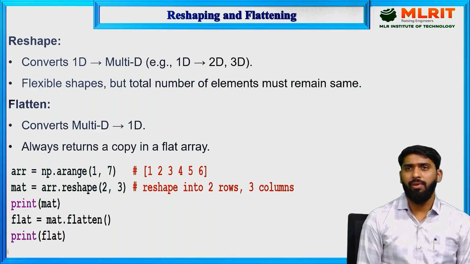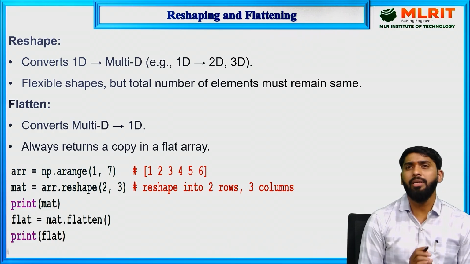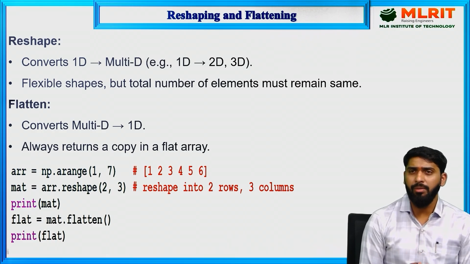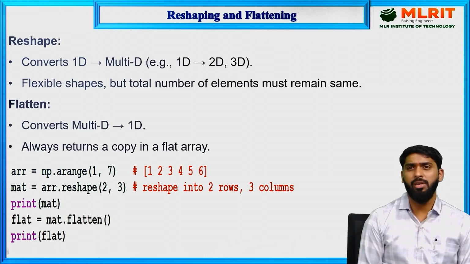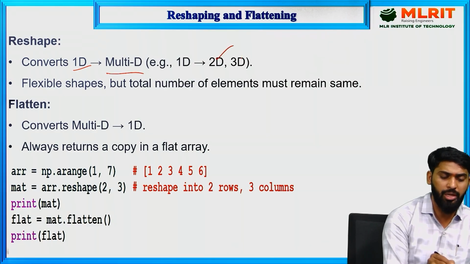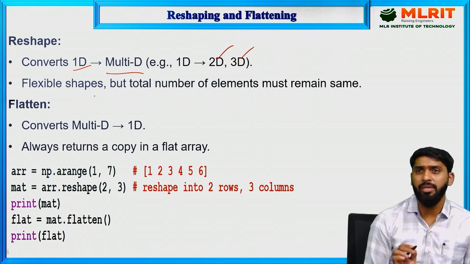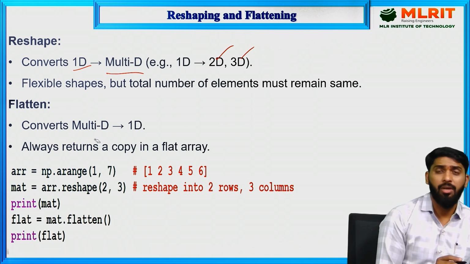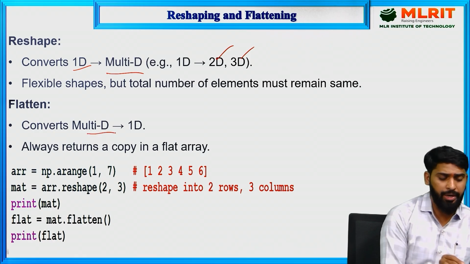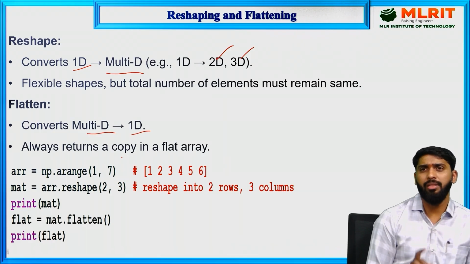Reshaping and flattening. Reshaping means converting a 1D array into a multi-dimensional array. Flatten means converting a multi-dimensional array into a one-dimensional array. Reshape converts a 1D array to 2D, 3D, flexible shapes, but the total number of elements must remain the same. Flatten converts multi-dimensional into one-dimensional and always returns a copy, a flat 1D array.